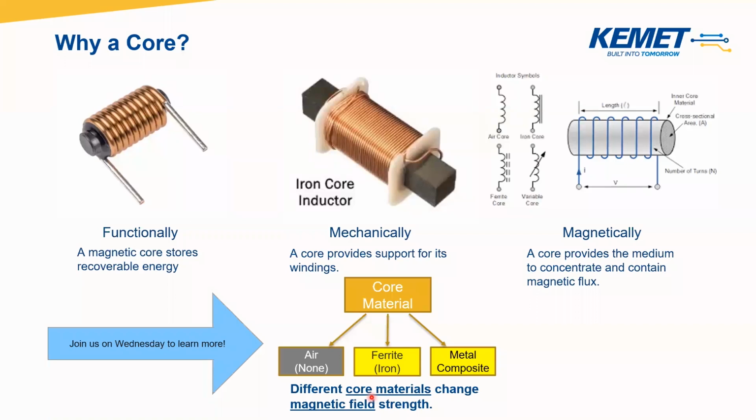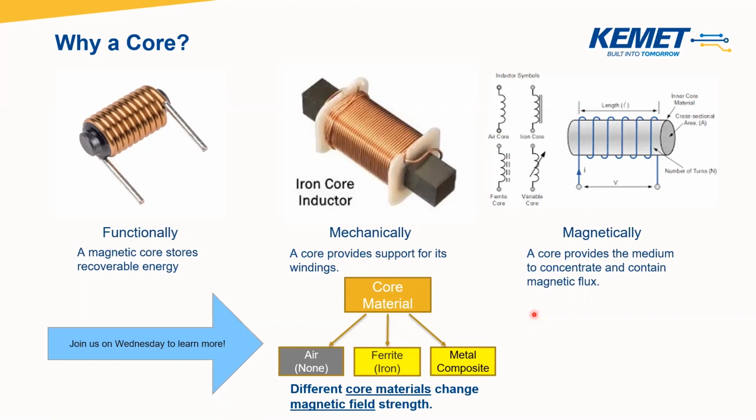Now, secondly, from a mechanical standpoint, a core helps give strength and stability to my inductor. So it helps provide support for the windings themselves, as you can see here in this little picture. Now, finally, from a magnetic standpoint, a core provides the medium to concentrate that magnetic flux so none of it escapes to the surrounding environment. So it concentrates and helps preserve that magnetic energy within the inductor without it escaping.